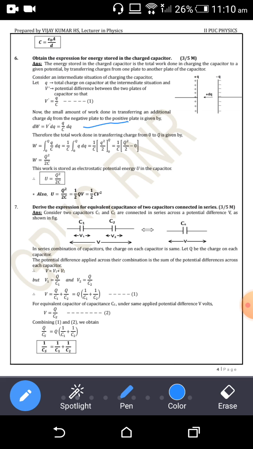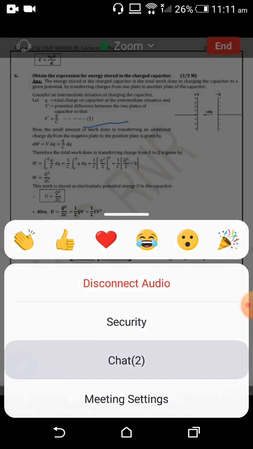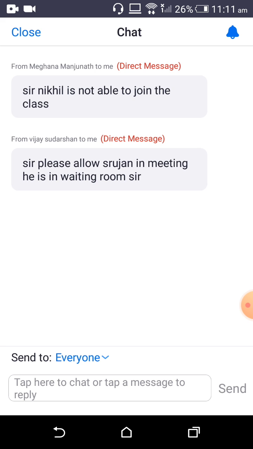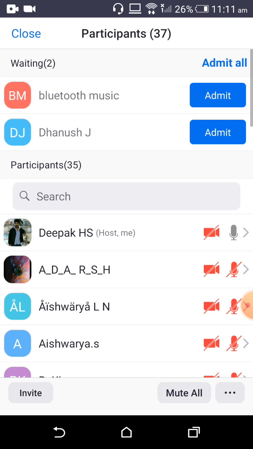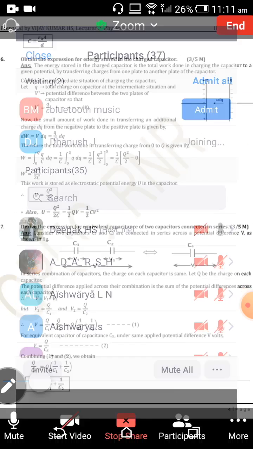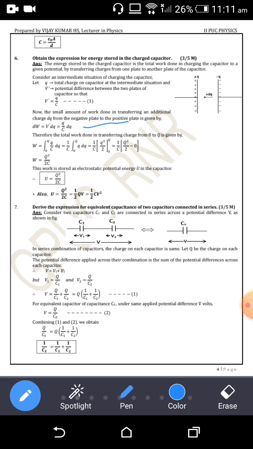You can see this, dw is equal to v dash dq, and we have substituted the value of v dash, that is q by c into dq. So this is the small work done in order to move a small charge from the negative plate to the positive plate.